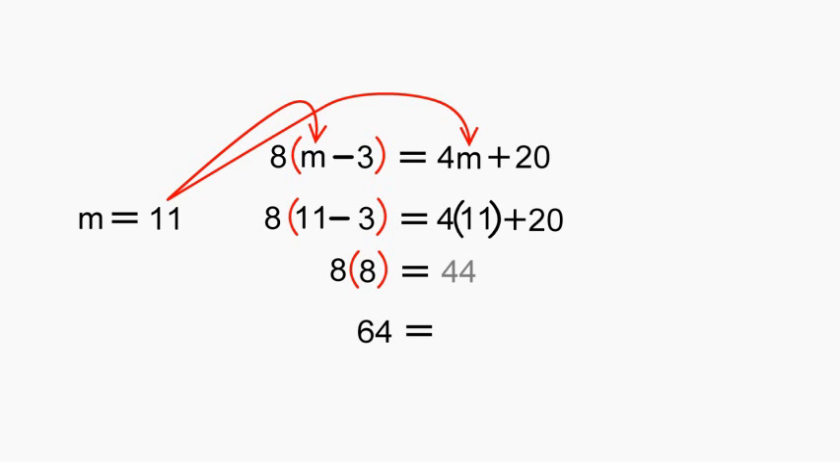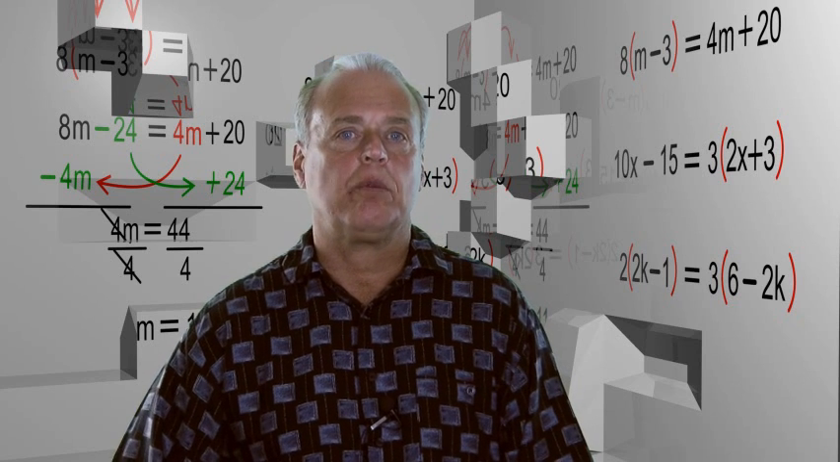On the right side, 4 times 11 is 44. 44 plus 20 is 64. So 11 is the correct answer. Now for the second one.